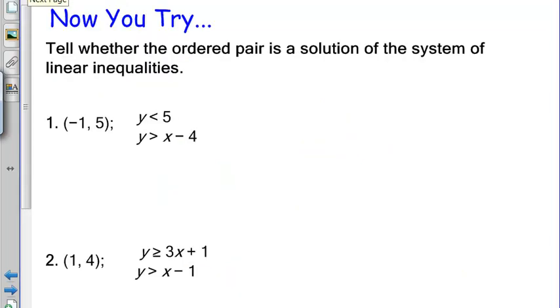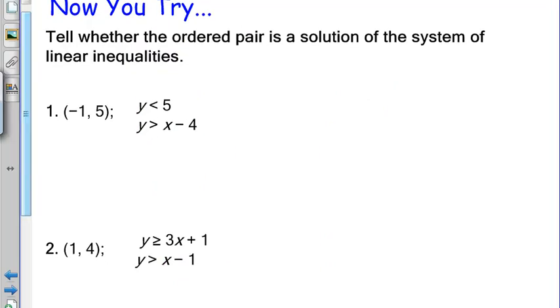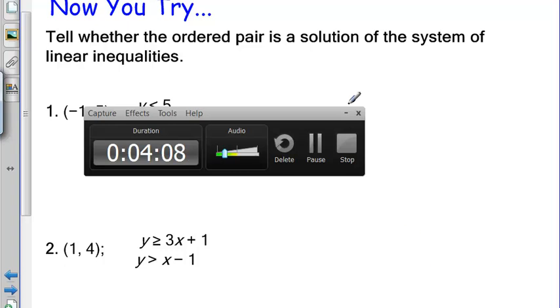So your job is to try this again. You see the two ordered pairs. For number 1, take that ordered pair and plug it into those two inequalities. For number 2, do the same. If it works both times, it's a solution. If it doesn't work one time, it's automatically out.